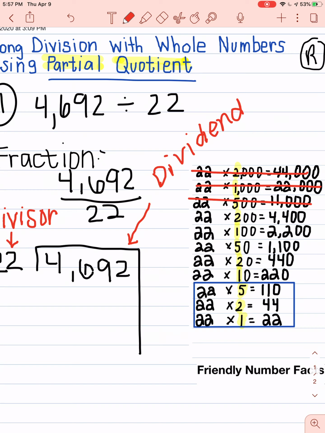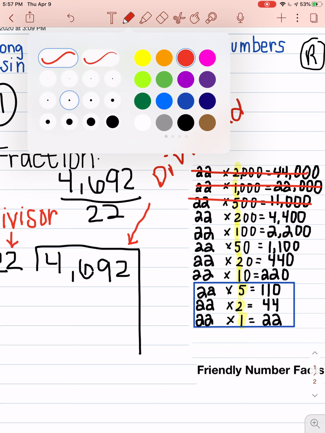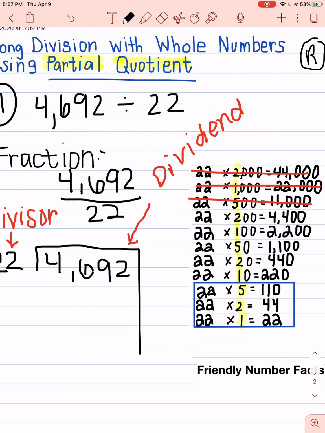What about 4,400? Can I subtract that from 4,692? Your answer should be yes. Yes, I can. So I'm going to go ahead and subtract 4,400.